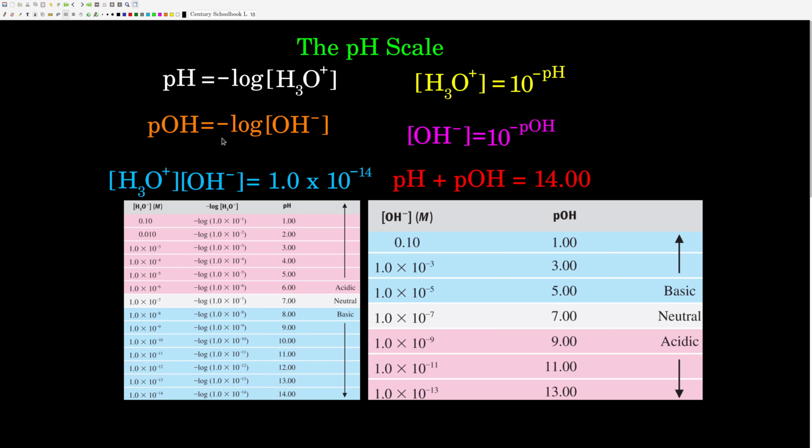Likewise, pOH is defined in a similar manner. pOH is negative log base 10 of the concentration of hydroxide ion, and if we know the pOH, we can find the concentration of hydroxide by taking 10 to the minus pOH.